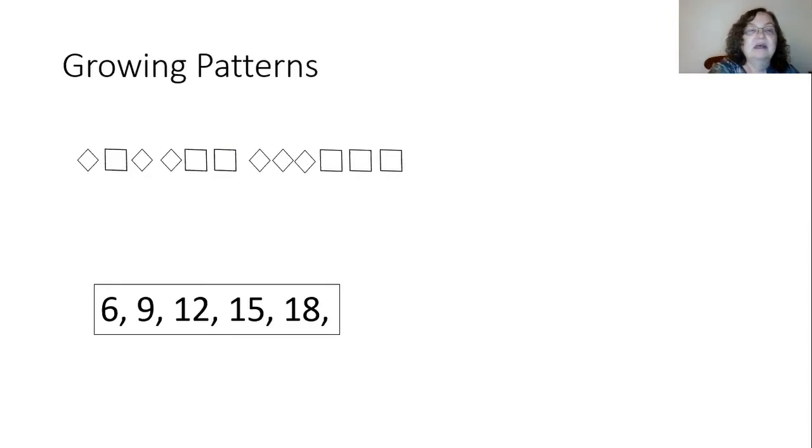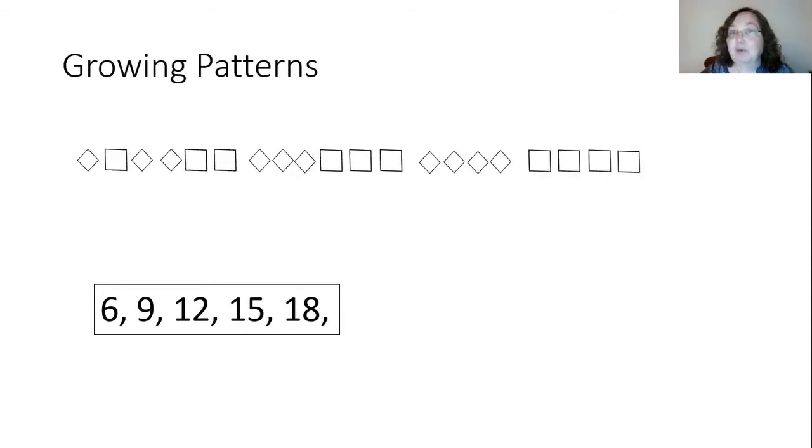So if I said 1 rhombus, 1 square, 2 rhombi, 2 squares, 3 rhombi, 3 squares, what would you say would come next? Did you say 4 rhombi? That's right. And then what would come after that? 4 squares. And then 5, 5, and on. Okay, so you can see how that pattern is growing. It's changing as it's getting bigger. But it's always changing at the same rate. They're adding 1 each time.